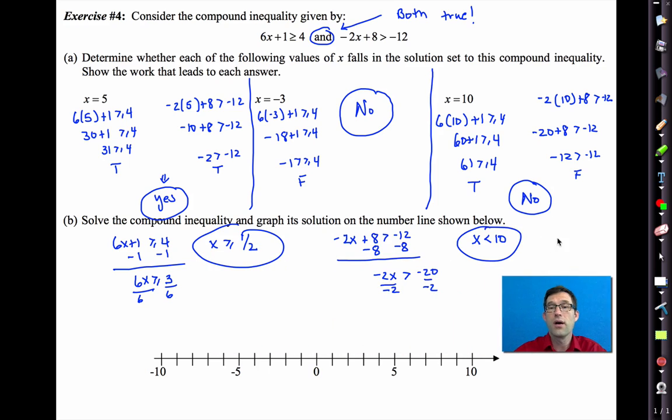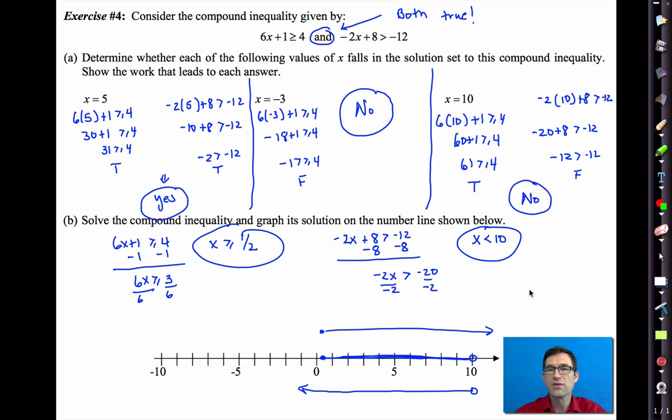So these two things are connected by and. Let's remember this. Okay, what do we have? 1/2 would be right about here. So it's this, and then less than 10 is this. So our answer, shaded on the number line, would be this.